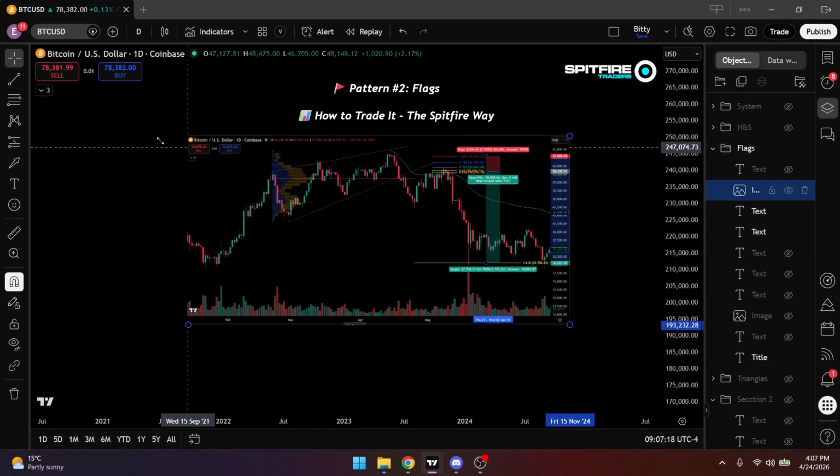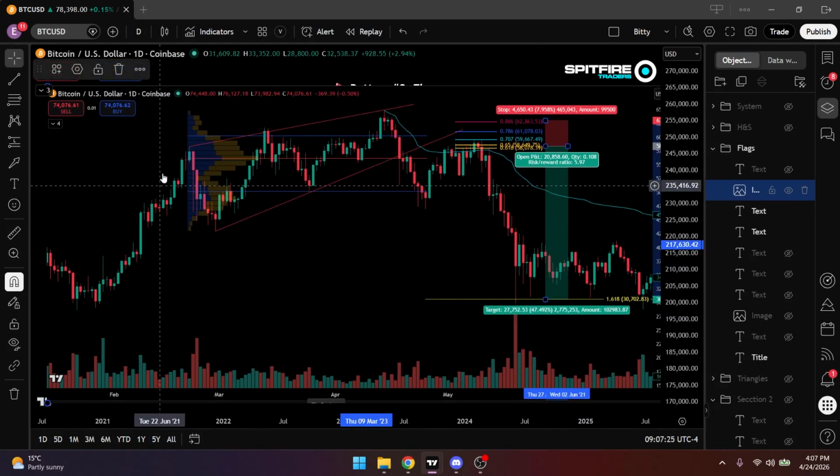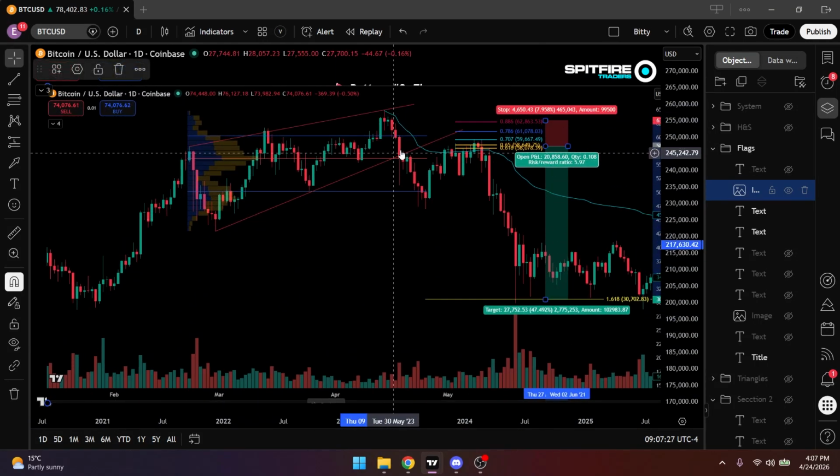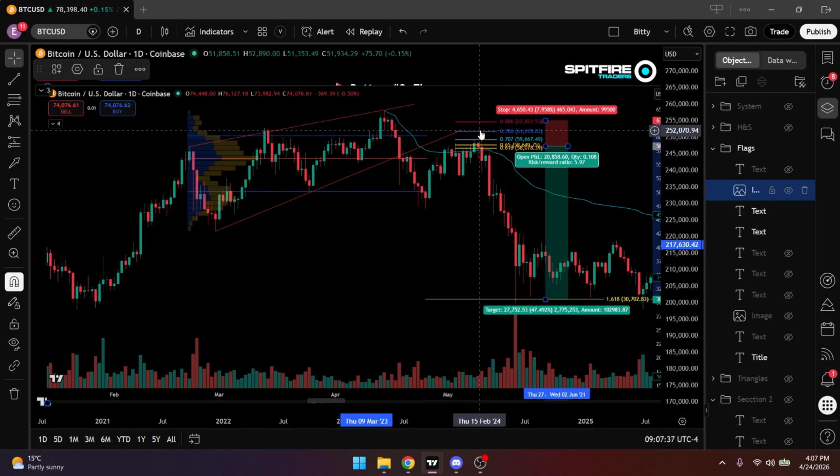And we have a pretty nice example here. Let's see. We have the impulse move. Then we have our channel, our flag. Price breaks out of the channel, but we don't chase the breakout. We wait for a pullback.